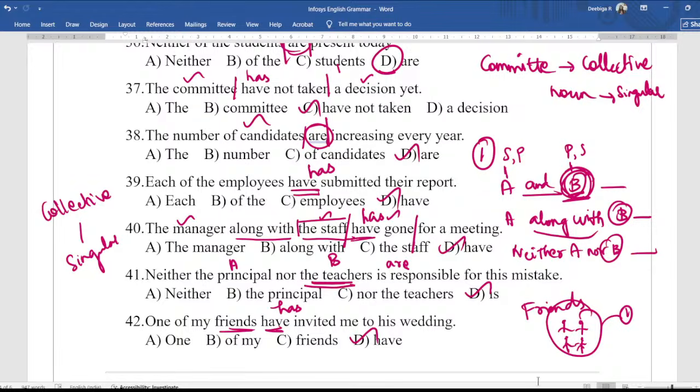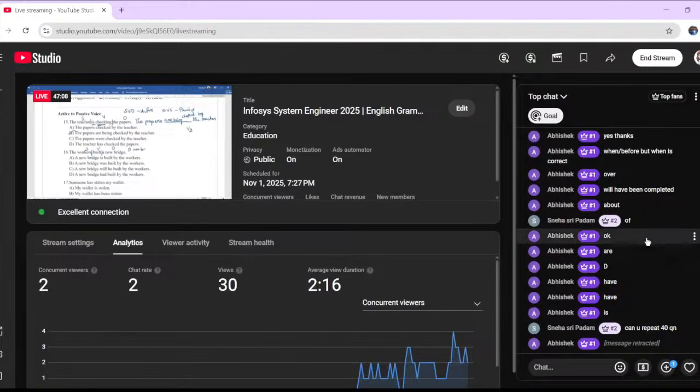I hope you understood it now, Sneha. Please let me know. Please let me know if your doubt is solved, Sneha.